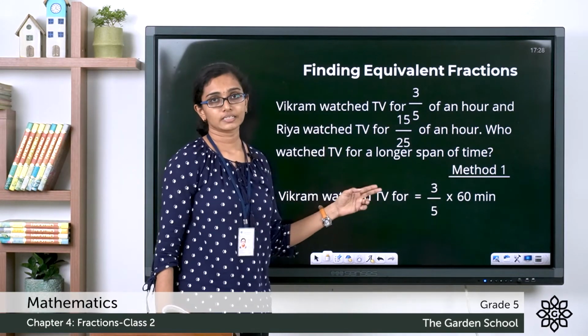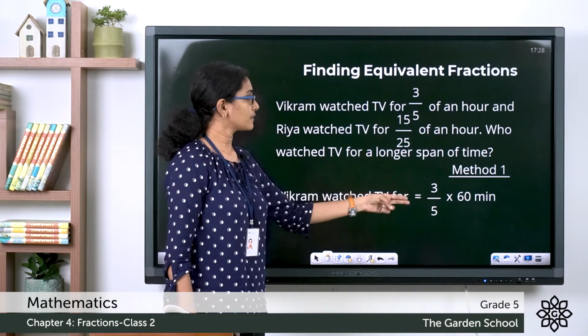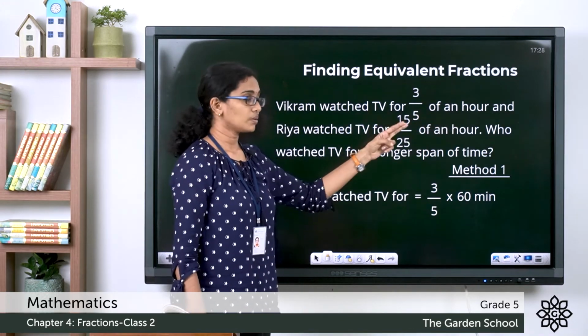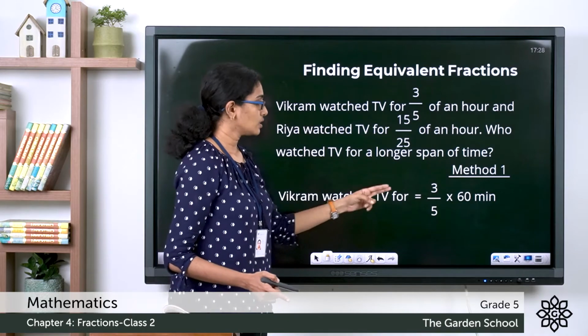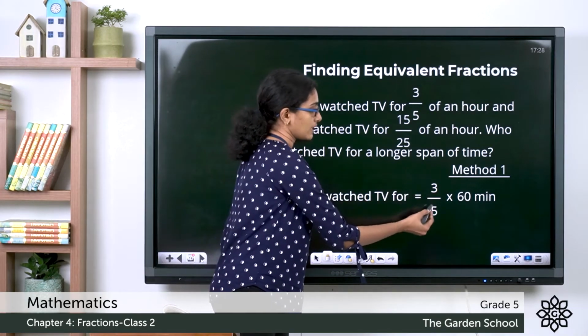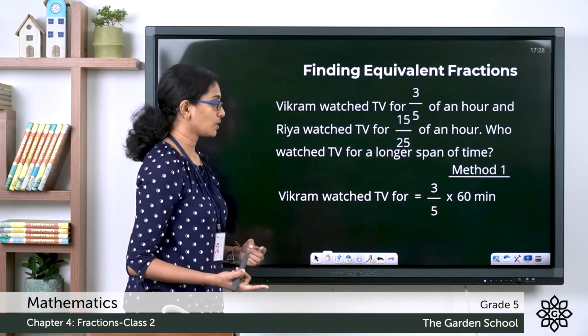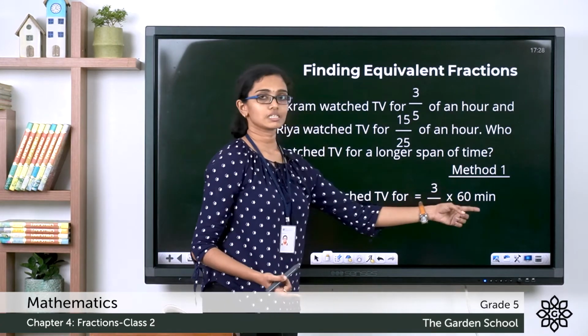It said in the question that Vikram watched TV for 3 by 5, or 3/5, of an hour. We know an hour is 60 minutes, so we can just substitute that here. So it is 3 by 5 of 60 minutes, or 3 by 5 of 1 hour, which is equal to 3 by 5 into 60.